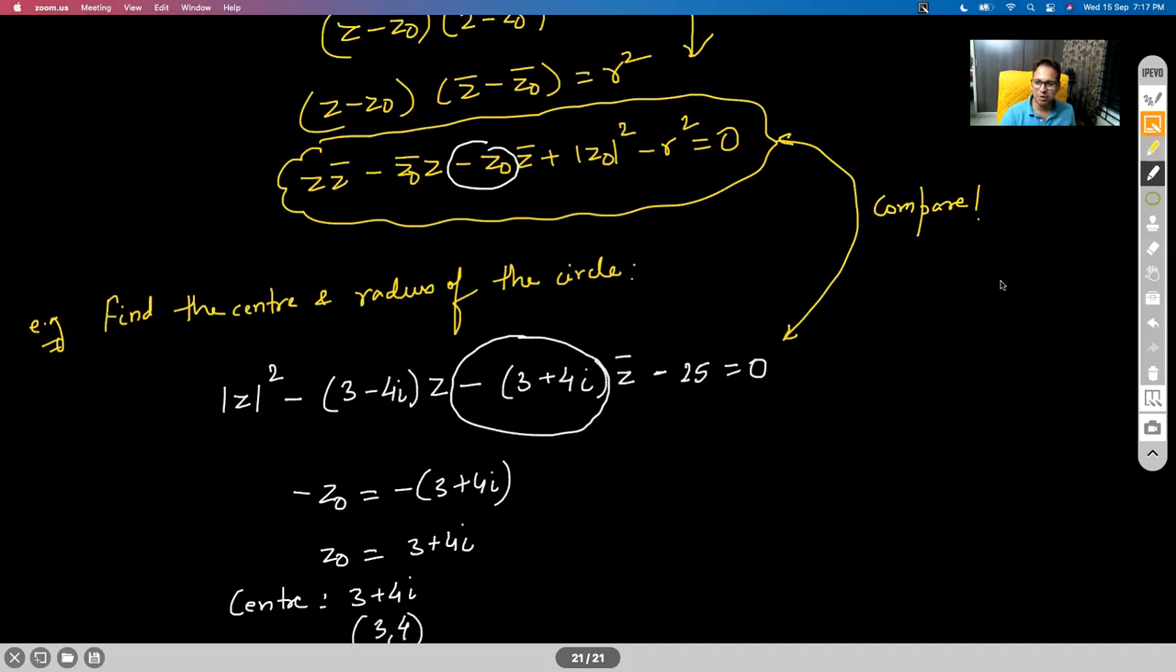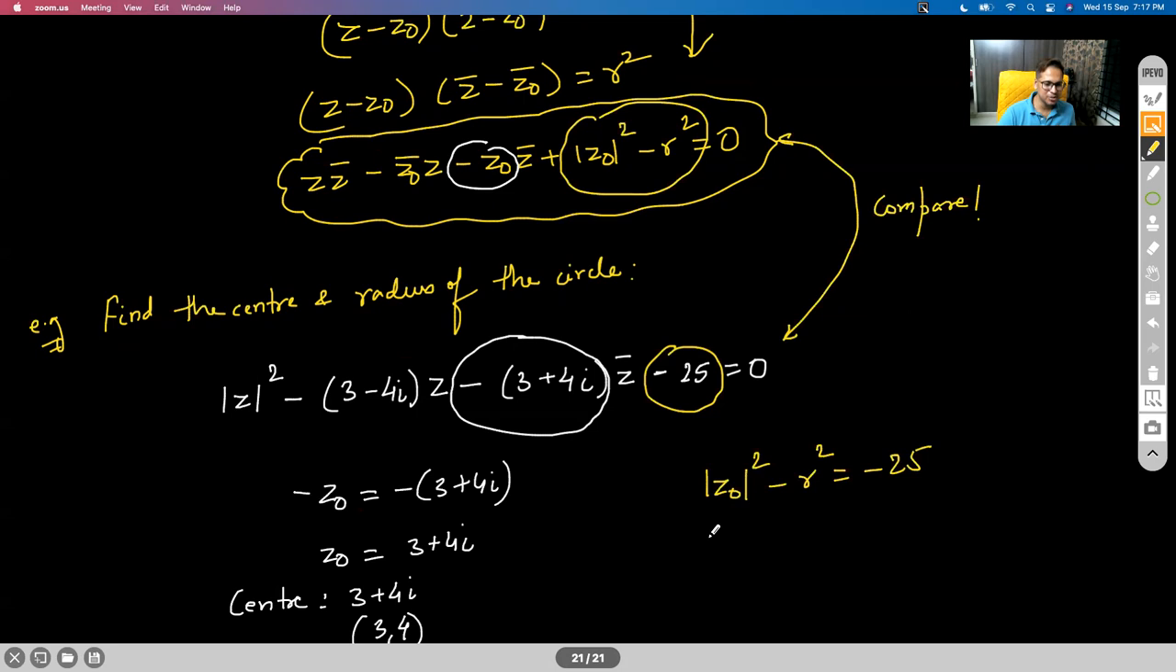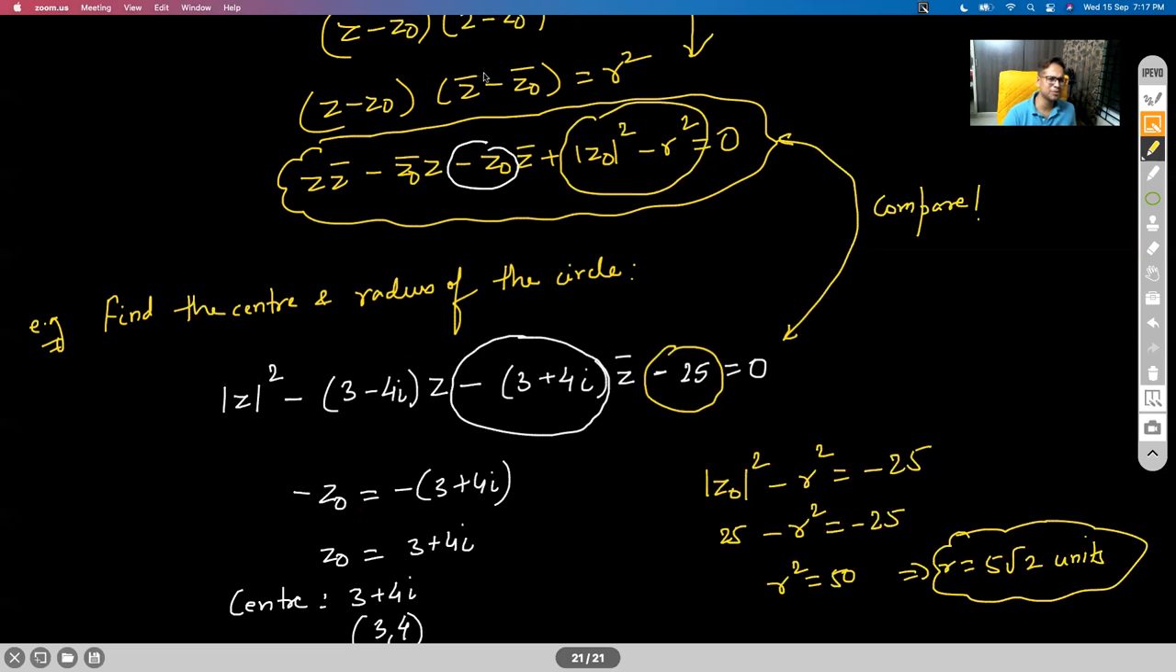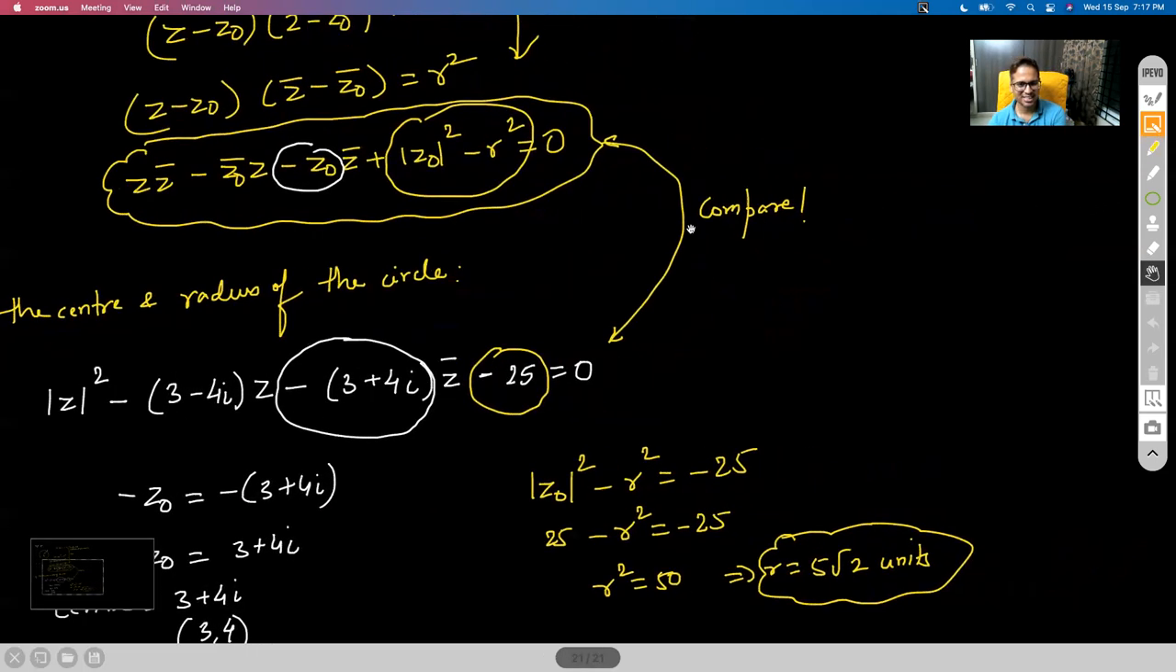What will be the radius? Very simple. You compare this term with minus 25. So mod Z naught square minus R square is minus 25. Since Z naught is this, mod Z naught square is itself 25. So that gives you R square as 50. So R is 5 root 2. So this becomes your R. Such kind of simple questions can also be asked to you under this.